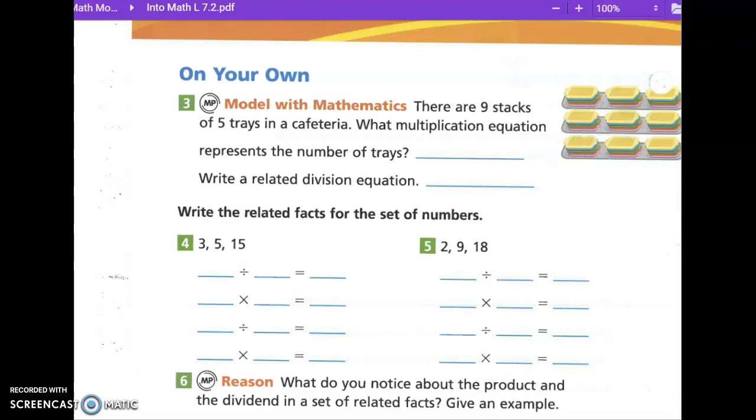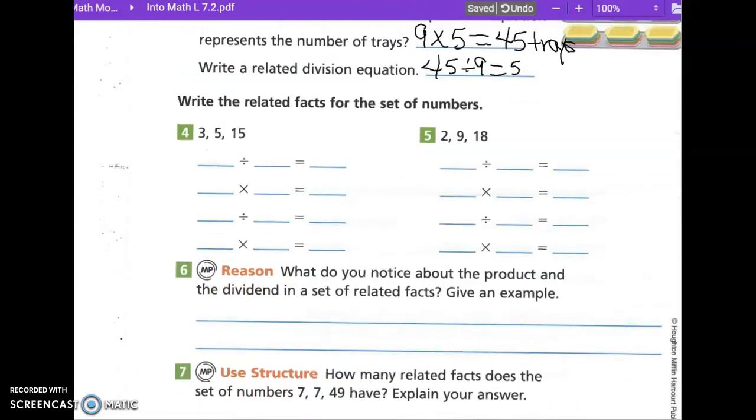Okay, so there are 9 stacks of trays in the cafeteria. What multiplication equation can you write to represent the number of trays? 9 stacks times 5 trays equals 45 trays. A related division would be 45 divided by 9 equals 5. These should be easy. They're just fact families with the multiplication and the division. I'll put them in so you can check your answer at home. Remember, the largest number always goes first in the division.